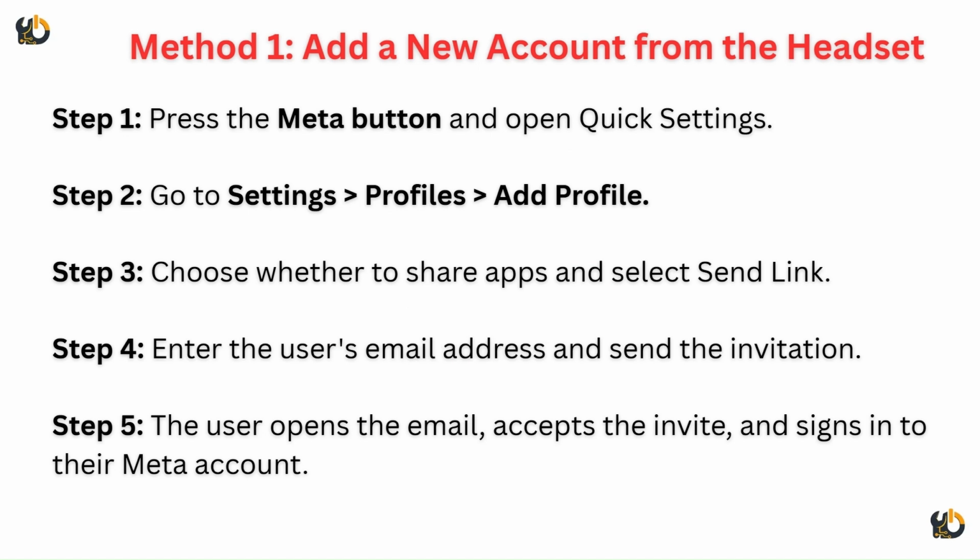Step 1. Press the Meta button and open Quick Settings. Step 2. Go to Settings, then Profiles, then Add Profile. Step 3. Choose whether to share apps and select Send Link.